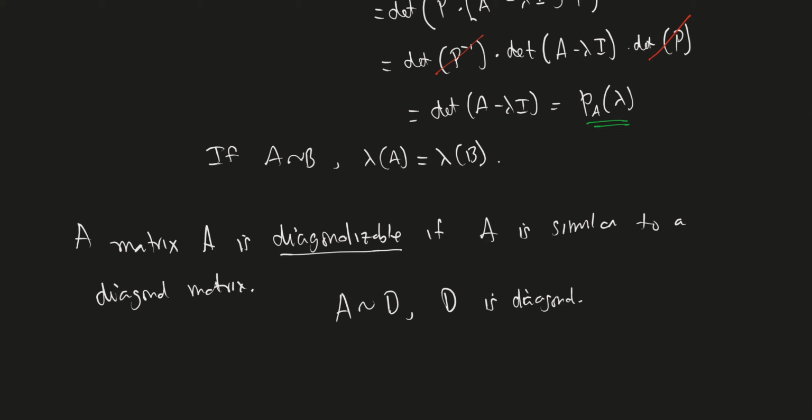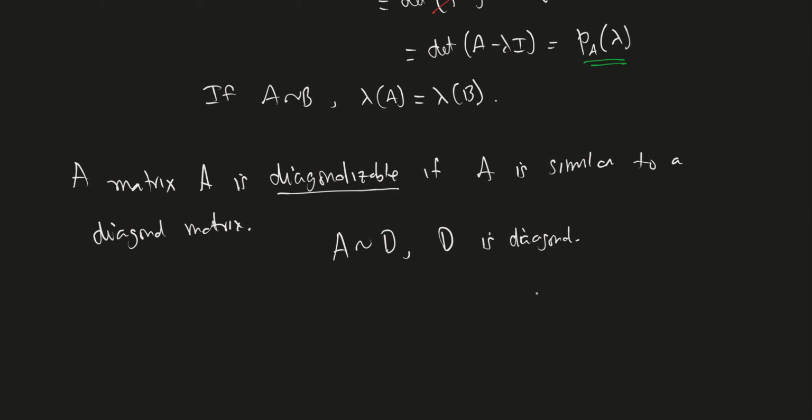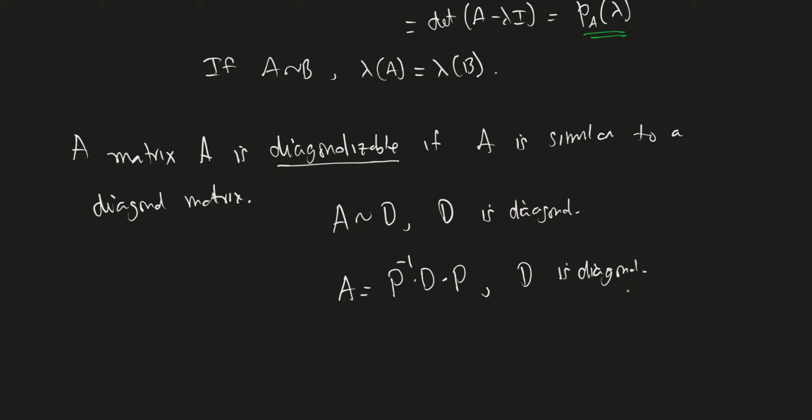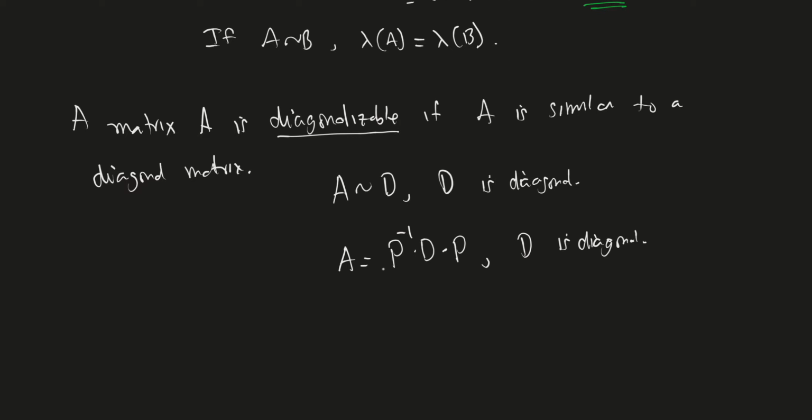And then if we apply our definition of similar, we would say that, so I'm going to write it like this, that A can be written as P inverse times D times P, where again, D is diagonal. Right. Now, when you think about this, why is this important?